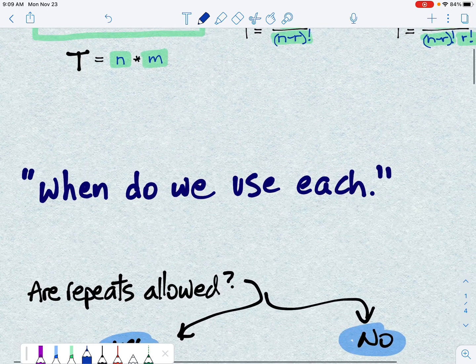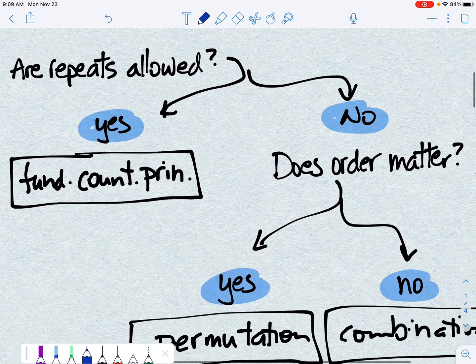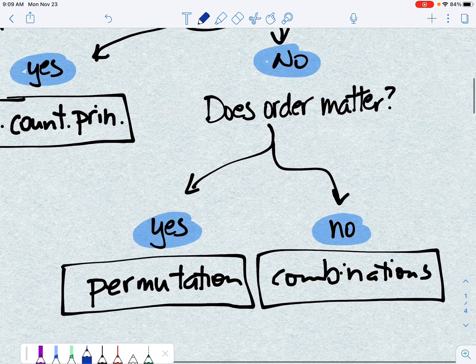When do we use each again? So first of all, ask yourself, are repetitions allowed? If it is, then you go fundamental counting principle. If not, if repetitions are not allowed, then does order matter? And if order does matter, then you can choose either the permutations or combinations based on that decision.